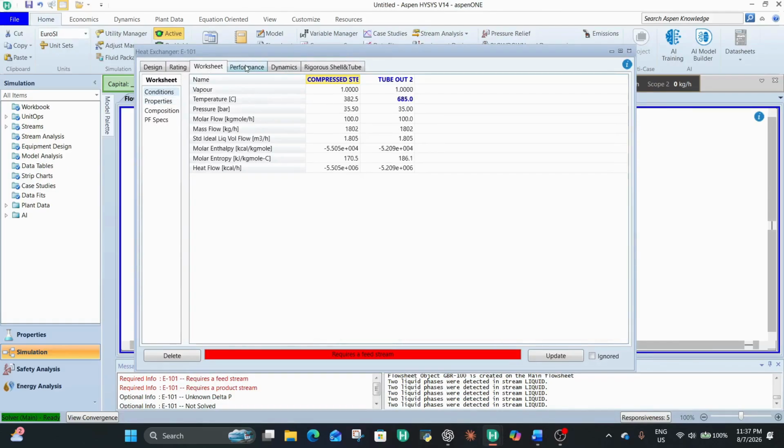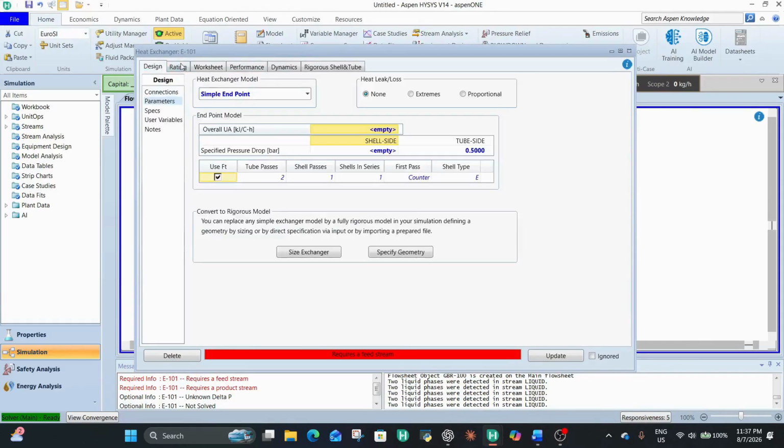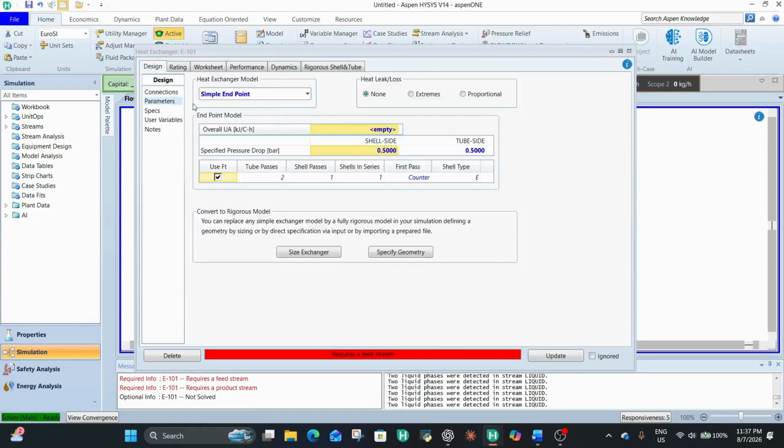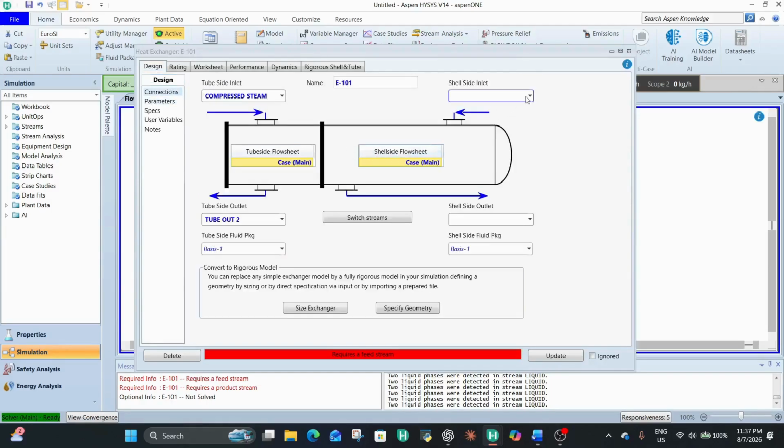So let's see. Hmm. Let's give this 0.5, and let's go and specify our. Did we inject that? No, we did not. Shell out one. Let's call this shell out two.